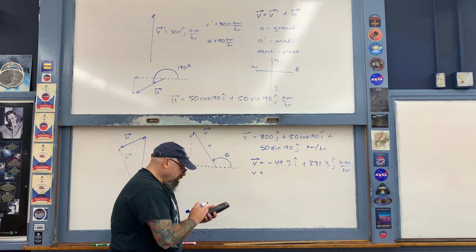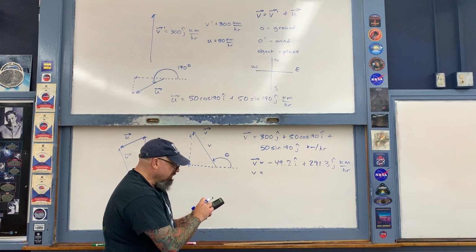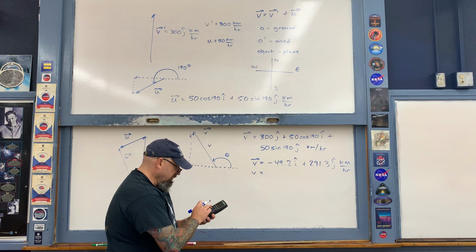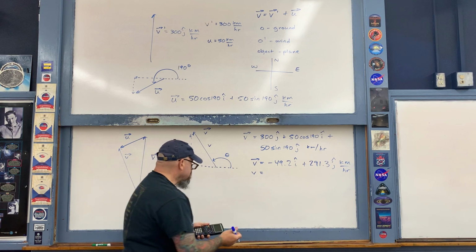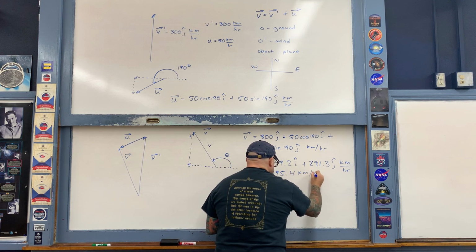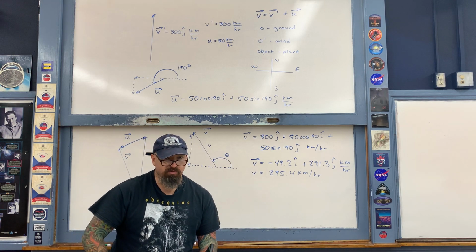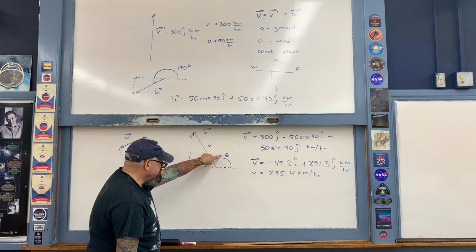All right, so 49.2 squared plus 291.3 squared, excuse me, 291.3 squared, there we go. And then take the square root of all of that. And that comes out to be about 295.4 kilometers per hour. This is the plane's ground speed, and as we've indicated, it's a little bit less than the airspeed because of the slight headwind. And now let's go ahead and find this direction.